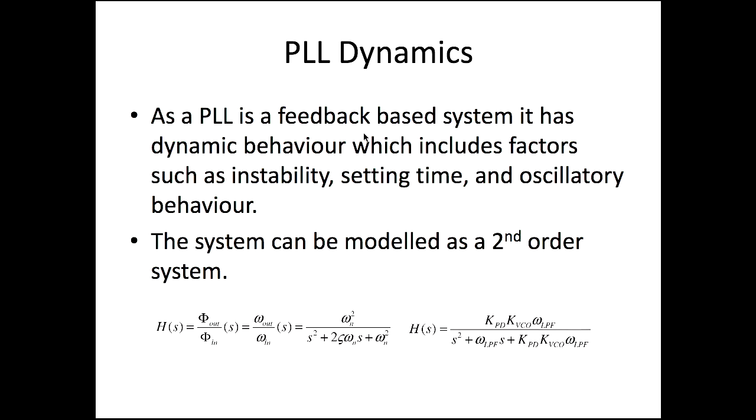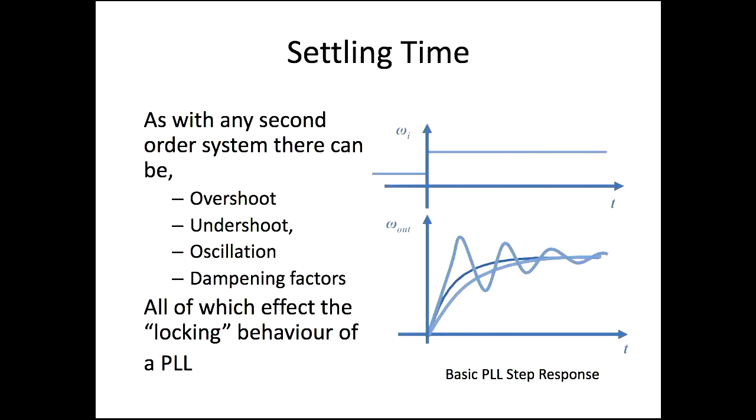Locked means when you see on the oscilloscope, you can see both are kind of coming and then quickly it is locking to each other. Unlocked means again it will not be synchronized. You will see that is unlocked. Again, PLL got overshoot, undershoot, oscillation, damping factors, all of which affect the locking behavior of the PLL. So that's the reason sometimes the locking will be affected by these factors. That's the reason we model PLL as a second order system.